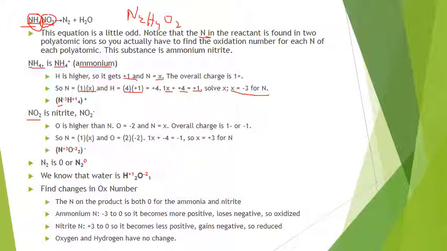Now nitrite, overall charge of -1. Oxygen is higher on the table again than nitrogen, so it gets -2. Nitrogen is X. The overall charge is -1. So nitrogen is 1x and oxygen is -4. So you get 1x plus -4 equals -1. Solve for X, it's +3. So the nitrogen in nitrite has an oxidation number of +3. Now we wouldn't have known that if we put it all as one substance.